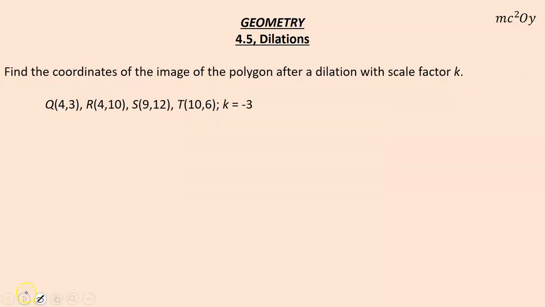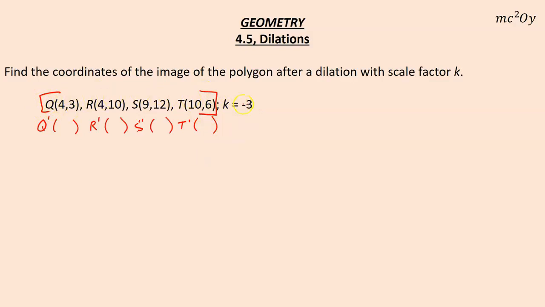All right, let's go ahead and try another one here. Find the coordinates of the image of a polygon after dilation with the scale factor of k. Okay, so we have polygon QRST. So we are going to find Q prime, R prime, S prime, and T prime. And the way we're going to do that, well, we've got to multiply this whole set by negative 3.